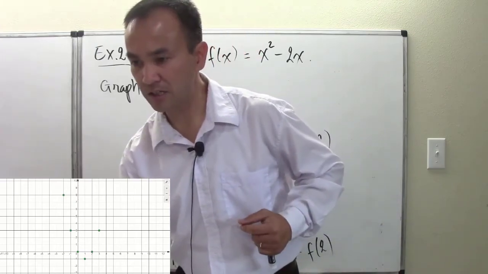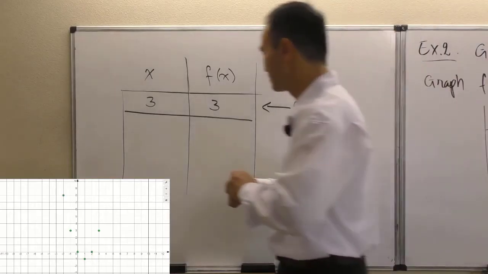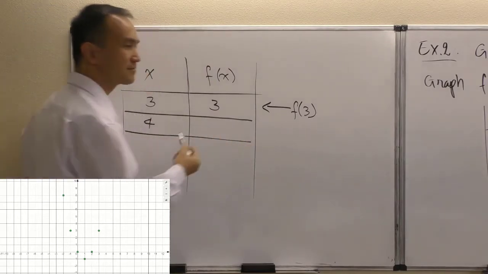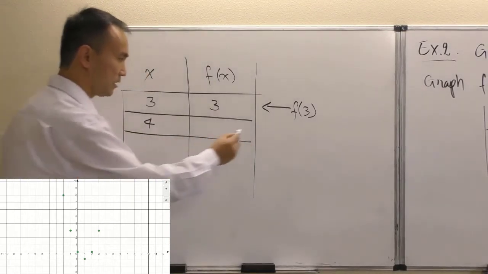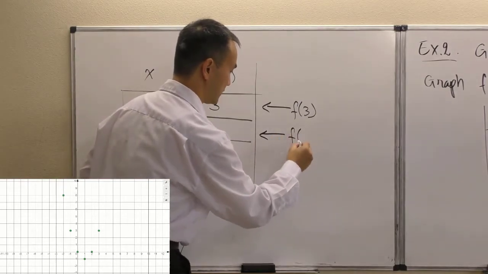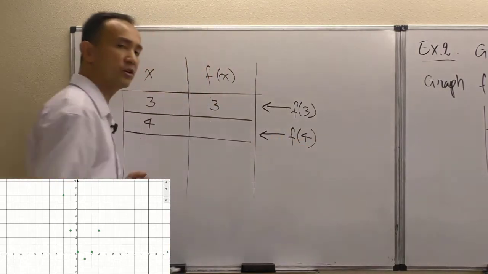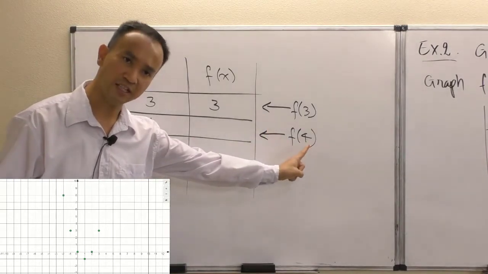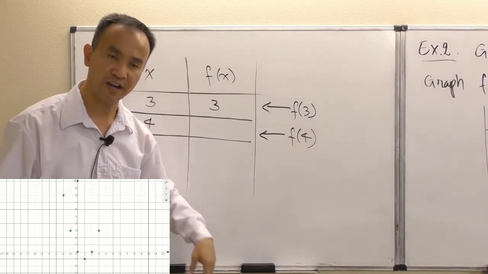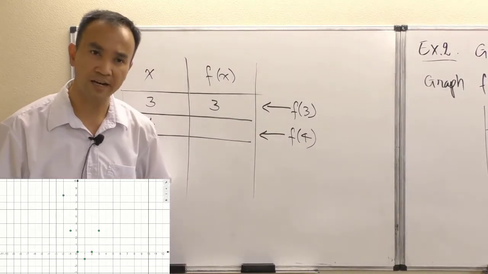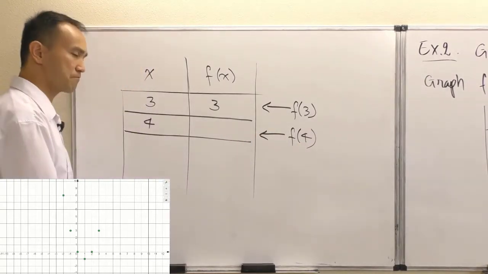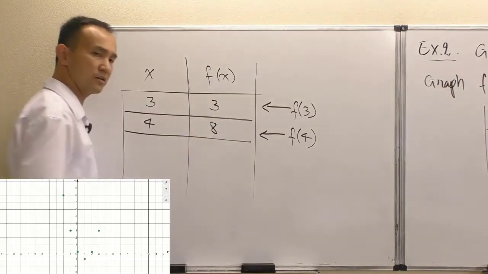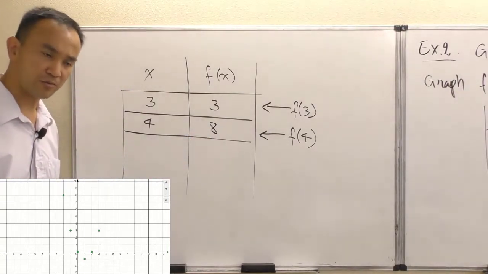So what about when it's 4? When it's 4, I'll leave the calculation for you to do. It means f of 4. Let's substitute 4 into your function, f of x equals x squared minus 2x. So once you've done your calculation, the final output should be 8. The final output should be 8.